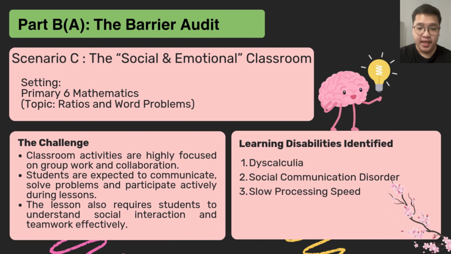For part B, our group focuses on the barrier audit under scenario C, which is the social and emotional classroom. The setting is a primary SIC mathematics class about ratios and word problems. The classroom activities mainly involve group work, collaboration, and communication among students. In this scenario, we identify three learning disabilities, which are dyscalculia, social communication disorder, and slow processing speed.